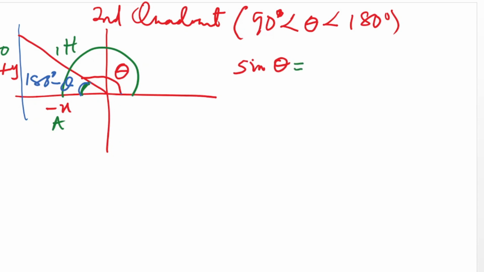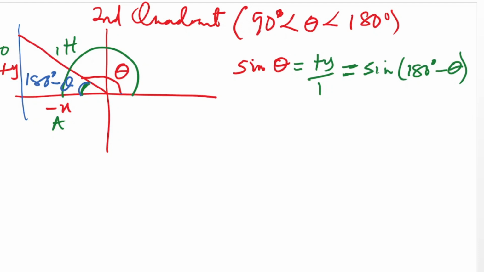For sine theta, that is opposite over hypotenuse. That is plus y all over 1. So that means sine is positive. So what is the theta here? That's going to be 180 degrees minus theta. That is the reason why sine is positive in the second quadrant.